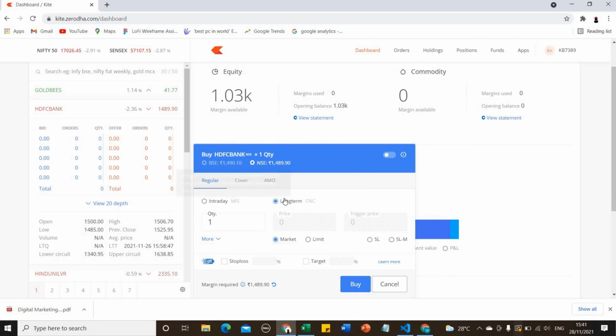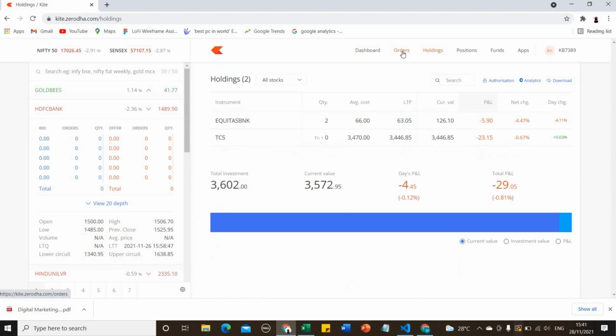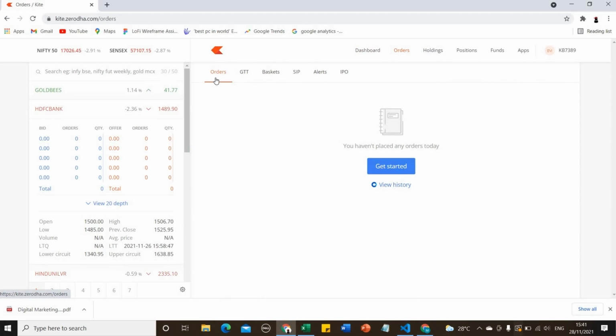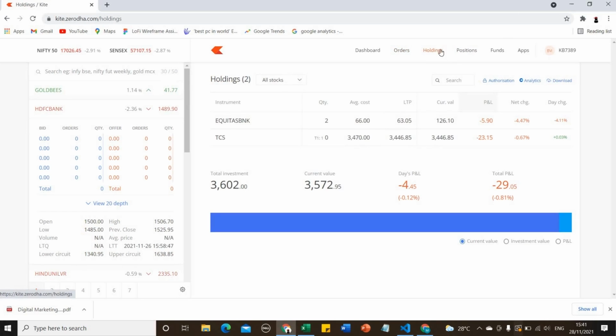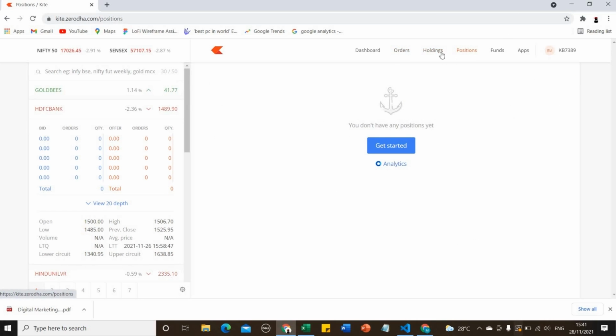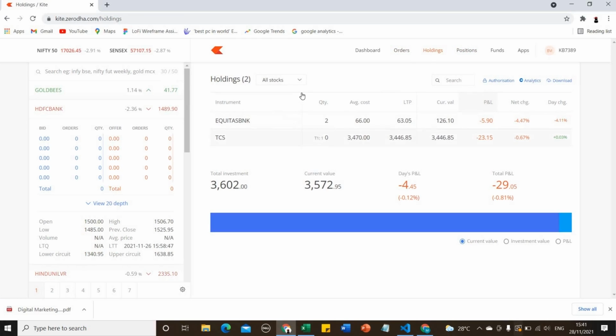After clicking long term and choosing market or limit value yourself, go for the buy option. Once you place the buy order, it shows in the orders column. After that, once it is executed, it shows in the holdings column in this way.